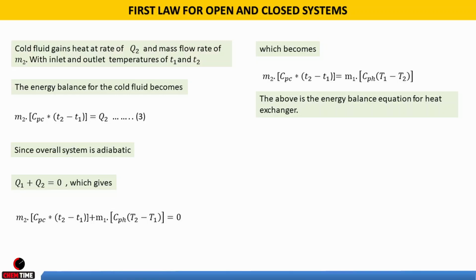That is m2 dot into Cpc into T2 minus T1 plus m1 dot into Cph into T2 minus T1 is equal to 0, which becomes m2 dot into Cpc into T2 minus T1 is equal to m1 dot into Cph into T1 minus T2. And this is the energy balance equation we use in case of a heat exchanger. With this, I conclude my presentation.